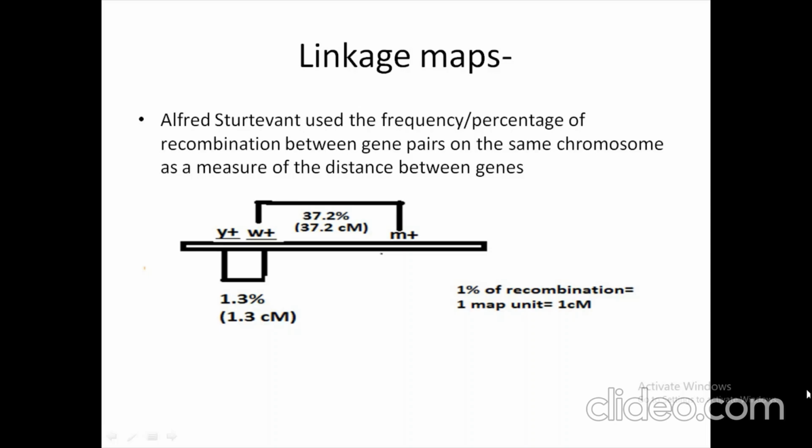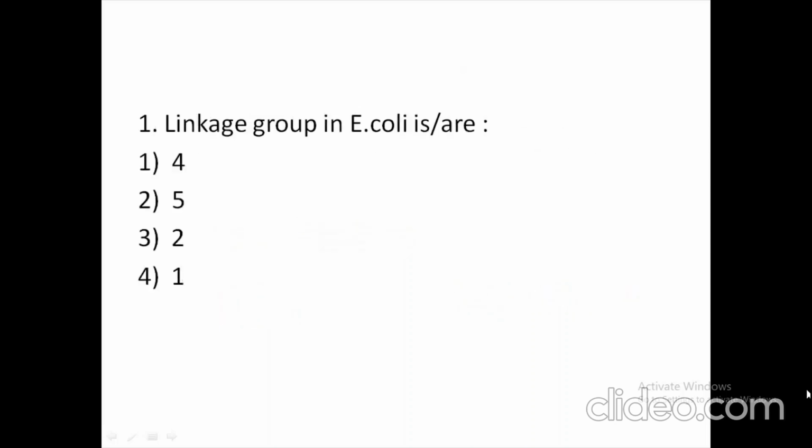Now let's solve some questions based on linkage and recombination. First question: linkage group in E. coli is or are. What is the total number of linkage groups in E. coli? You know that each pair of homologous chromosomes has a linkage group. In E. coli, there is no chromosome, but there is DNA and genes are located on DNA. Since there is a single circular DNA in bacteria like E. coli, all the genes are located on it, thus making one linkage group. Hence, the answer is 1.